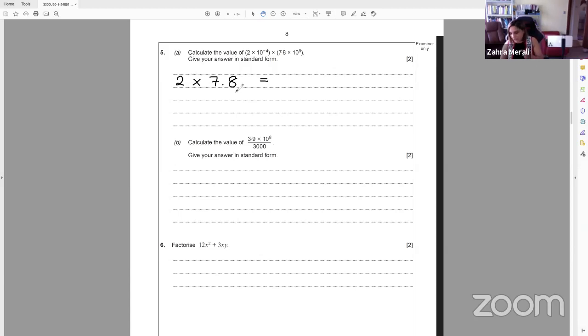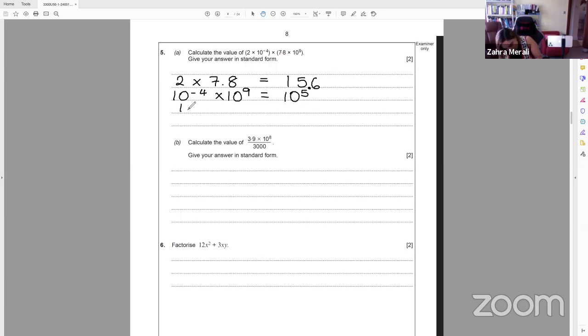And when we add them together, we would get 156. But how many numbers are behind the decimal place? There's only 1. So it's going to be 15.6. Then we're going to take the indices. So we've got 10 to the minus 4 times 10 to the 9. Indices, when you multiply, it means you add the bits on the top. So minus 4 plus 9 is the same as 9 take away 4, which is 5.